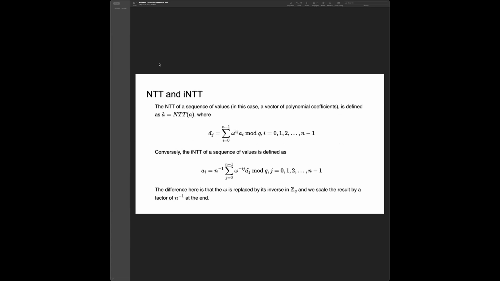So the entity of a sequence is just each coefficient in the vector, or rather the polynomial coefficient, multiplied by some omega. And we'll talk a bit about what this omega is later on. But treat it as some variable for now. And you sum it over n minus 1. And the inverse entity is doing the same except with two differences. So now the omega is negative ij, and also you have to do scaling by 1 over n. So n minus 1 here.